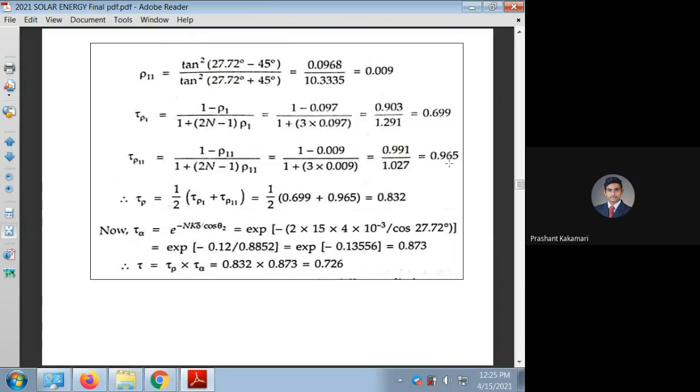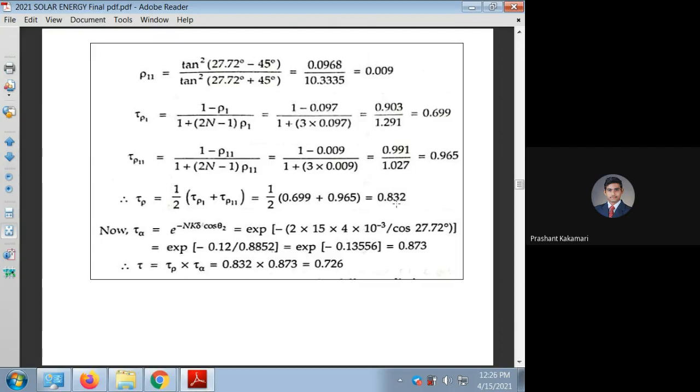I get 0.965. Now taking the average of these two values, one can find the transmissivity due to the reflectivity index, or due to reflection. The average of tau rho 1 and tau rho 2 will give us 0.832. So see here, this is the reduction. What these values indicate is, if for example 100% solar radiation is falling on the flat plate collector, after passing through these two glass covers, the transmission value will be reduced to 0.83.